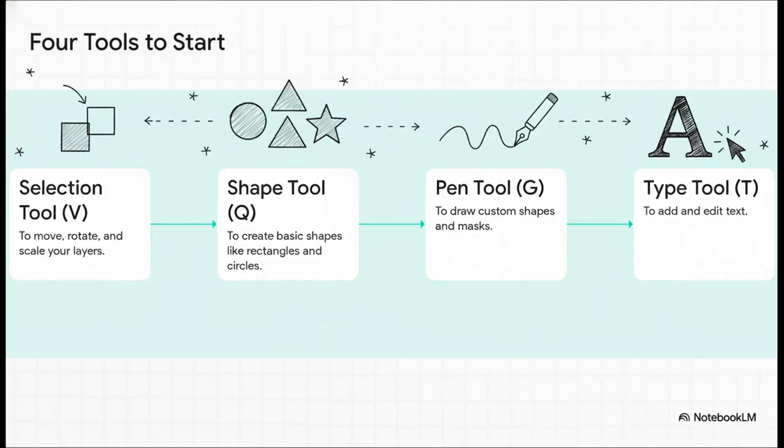If you look at the very top of the screen, you'll see a toolbar with a whole bunch of icons. Don't worry about all of them. You can get so far by just mastering these four. The selection tool is basically your mouse pointer for moving, rotating, and scaling stuff. The shape and pen tools let you draw things from scratch. And the type tool is for, well, adding text. Seriously, just focus on these four and you'll be off to a fantastic start.